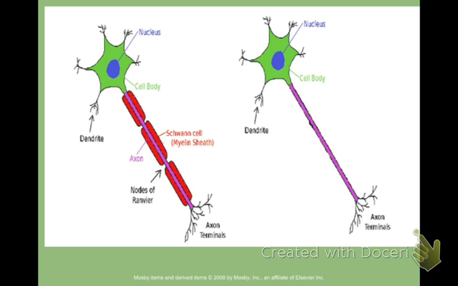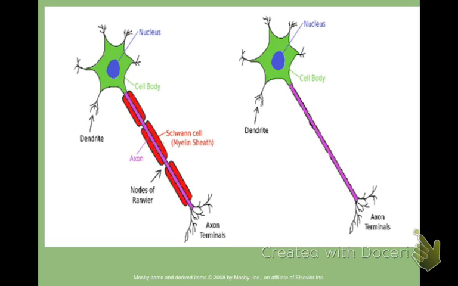So here we're looking at two neurons. The one on the left has insulation on its axon. We call that the myelin sheath. And the one on the right is unmyelinated. There it points to the red cells that form the myelin sheath, and it refers to them as Schwann cells.